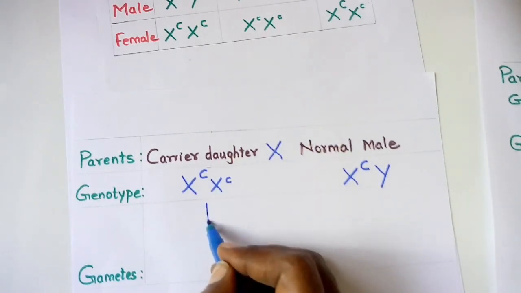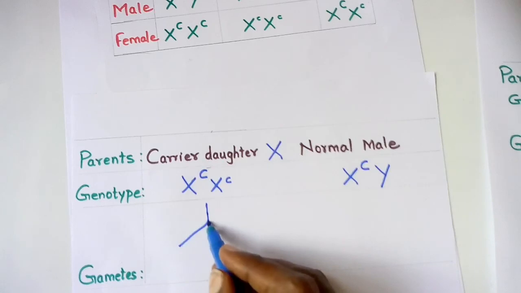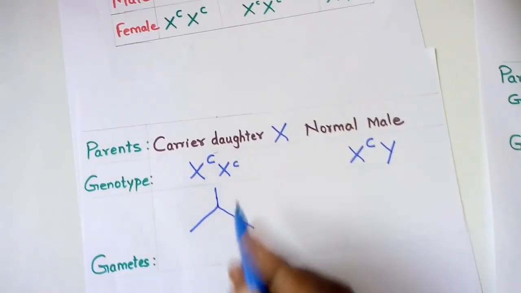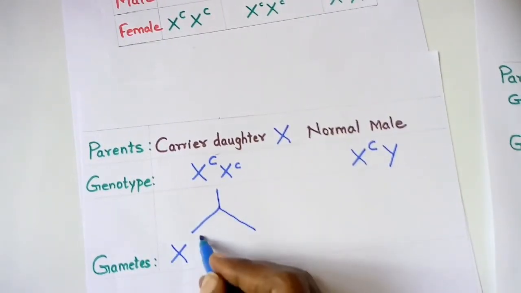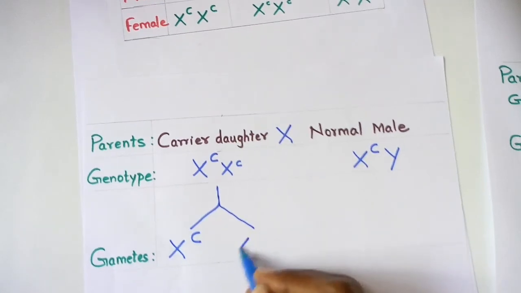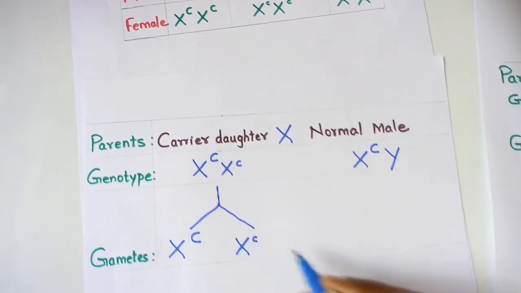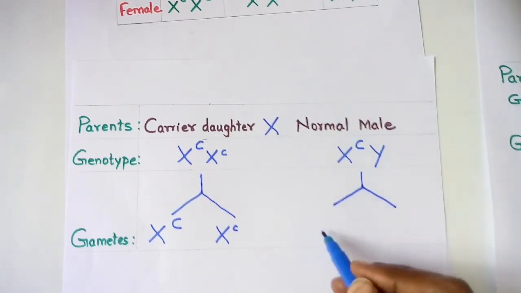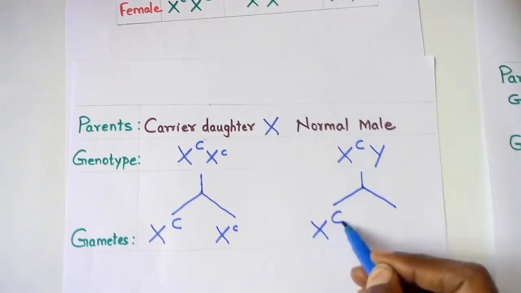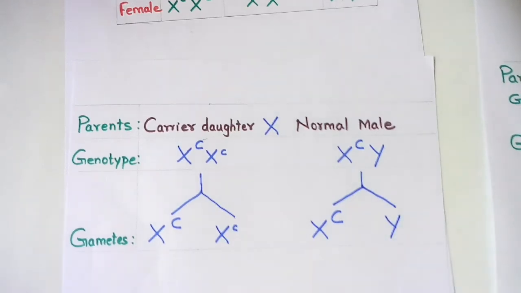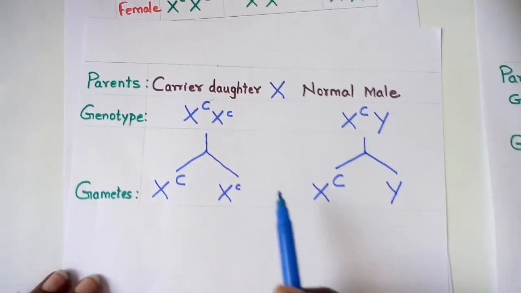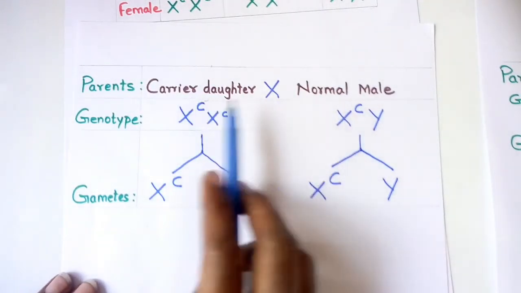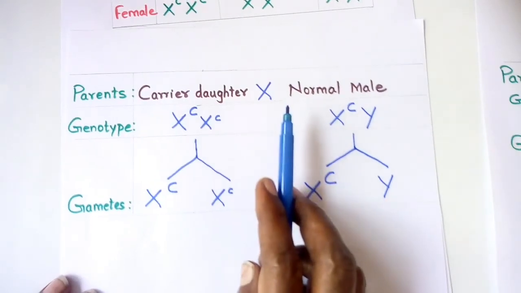Now comes gamete formation. The gametes will be X and capital C, and X and small c. Whereas the gametes for the male will be X, capital C and Y chromosome. So these are the parents for the next half of the cross.